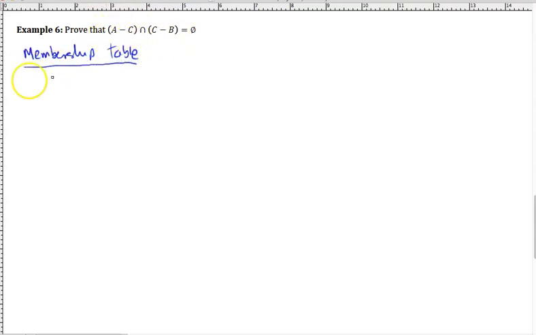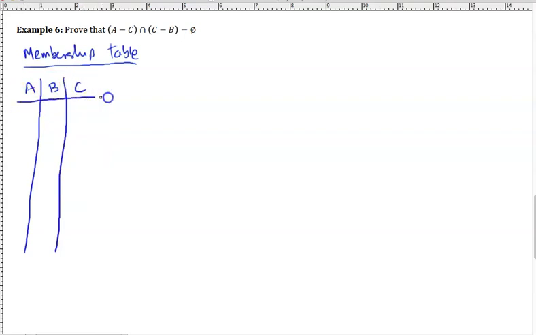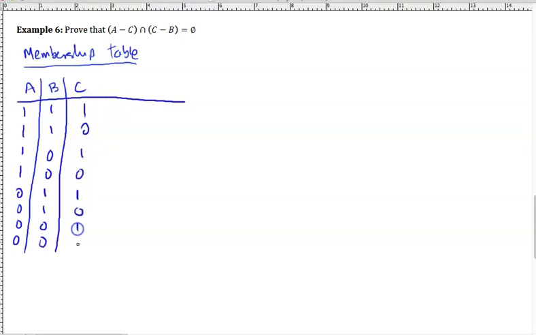Okay, so membership table, I notice that I have 3 variables. I have A and B and C. Oh my god, my lines are awful. Okay, and I'm going to pick the regular things. 1, 2, 3, 4 ones. 1, 2, 3, 4 zeros. 1, 1, 0, 0. 1, 1, 0, 0. 1, 0, 1, 0, 1, 0, 1, 0.